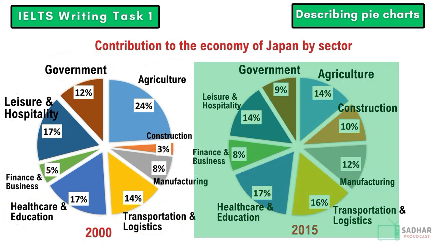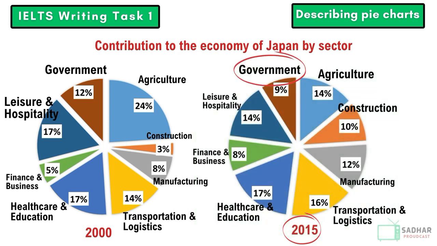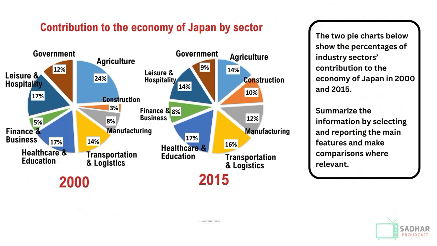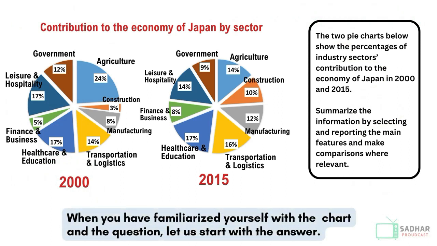And on the right, we have the other pie chart containing similar data taken from the year 2015. So we have government, and also we have the other sectors, exactly the same. Okay, when you have familiarized yourself with the chart and the question, let us start with the answer.